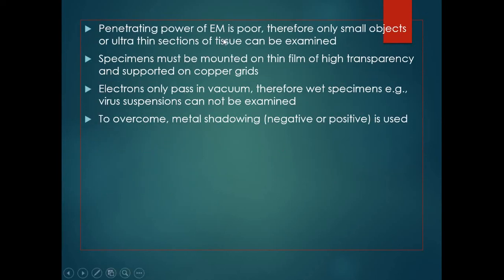The penetrating power of the electron microscope is poor, therefore only small objects or ultrathin sections of tissue can be examined. The specimen must be mounted on a thin film of high transparency and supported on copper grids. Electrons only pass in a vacuum, therefore wet specimens, for example a virus suspension, cannot be examined. To overcome all these problems, metal shadowing, negative or positive, is used.